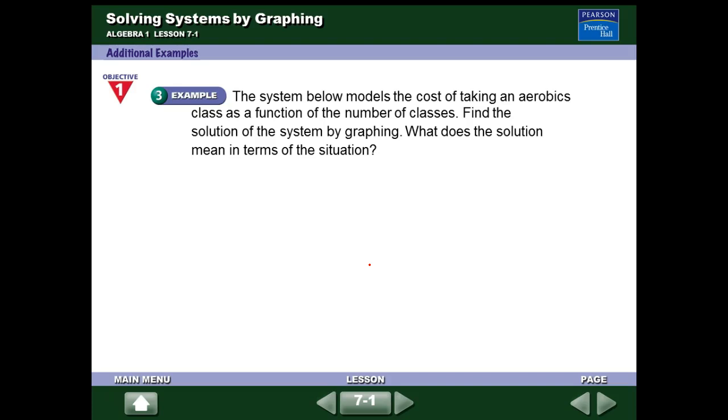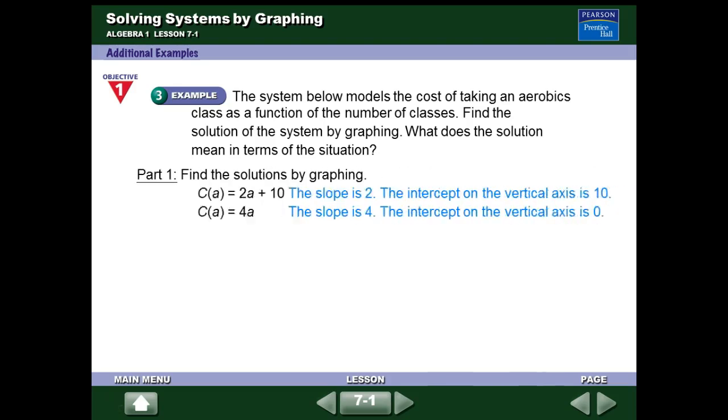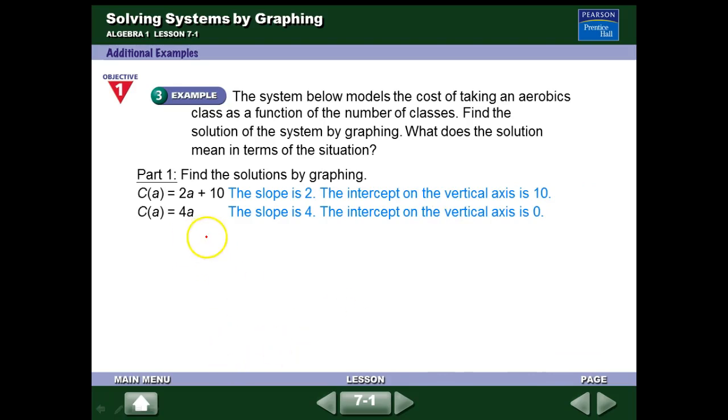Here's our next example. The system below models the cost of taking aerobic classes. Find the solution. So at what point are you better off to pay the membership fee of $10, or at what point are you better to just pay per class that you attend? So we can graph each one. We take our two equations we just created from our last info, and we found slope is 2, intercept is 10, and here we have a slope of 4. However, my intercept is going to be at plus 0.